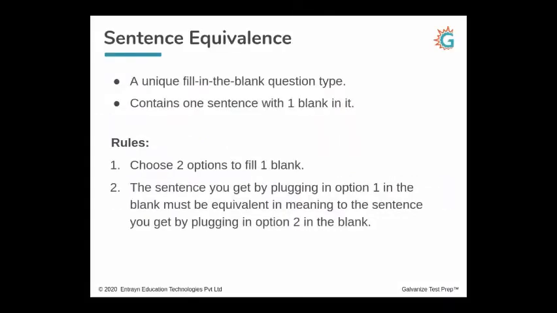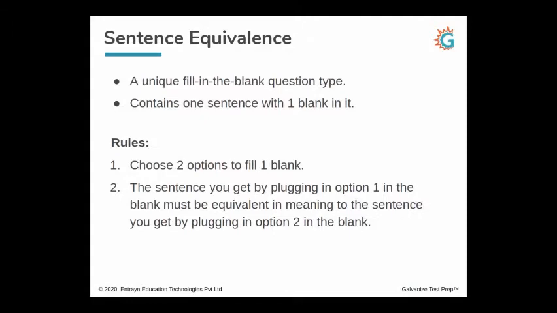Now, sentence equivalence questions are a very unique fill in the blank question type. It contains one sentence with one blank in it. Now, this makes this question very easy. There is just one sentence and it has a blank. You'll just have to fill the blank. Now, there are specific rules for this question type.